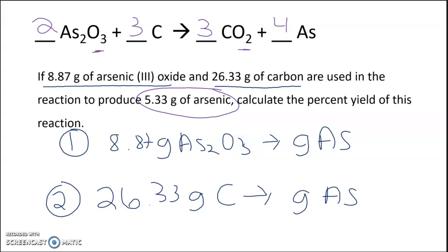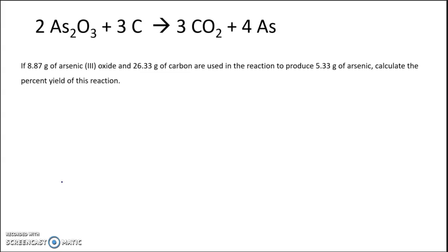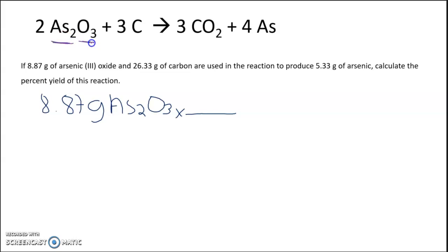So let's get started. 8.87 grams of arsenic(III) oxide. I'm starting with grams, so I need to change to moles first. You would go to the periodic table and add up 2 arsenics and 3 oxygens. You're only going to add 2 arsenics and 3 oxygens. You don't double it because there's a 2 in front. Ignore the 2 when you do molar mass. And when you do that, you should get a molar mass around 197.841 grams in a mole.